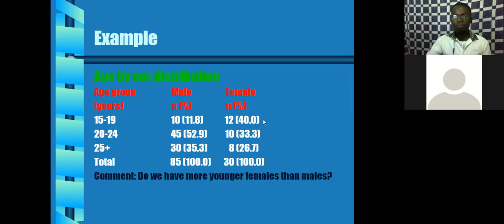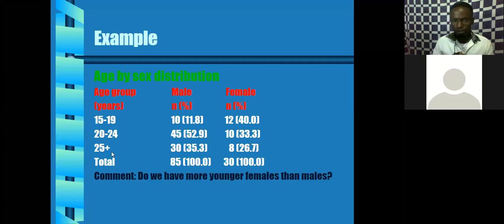Sorry, the percentages are the ones that are in the brackets. Then the exact numbers are the ones that are outside the brackets. So the males that are aged between 15 and 19 are 10, which is representing 11.8%. Then the females that are aged between 15 and 19 are 12, and they are representing 40%. Okay, and so on. Then you go to those that are aged between 20 and 24. You can see that males are 45, representing 52%. Then the females are 10, representing 32% of those in that age range.